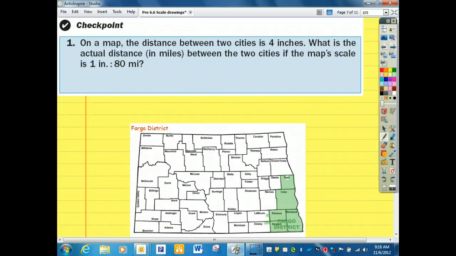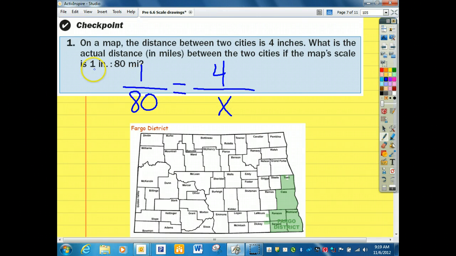All right, checkpoint. On this map, the distance, so set up your proportion. And let's put in the things that we know. The distance between two cities here is 4 inches. What is the actual distance in miles between the two cities if the map's scale is 1 inch to 80 miles? What should the first ratio, what should the first part of my proportion be? 1 over 80. Okay, 1 over 80 equals 4 over X. 4 over X or X over 4? 4 over X.